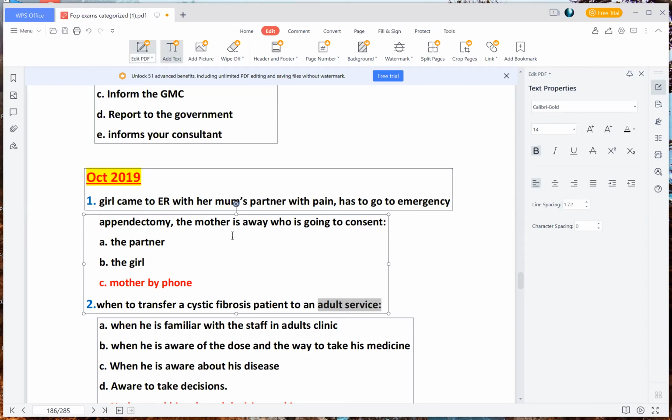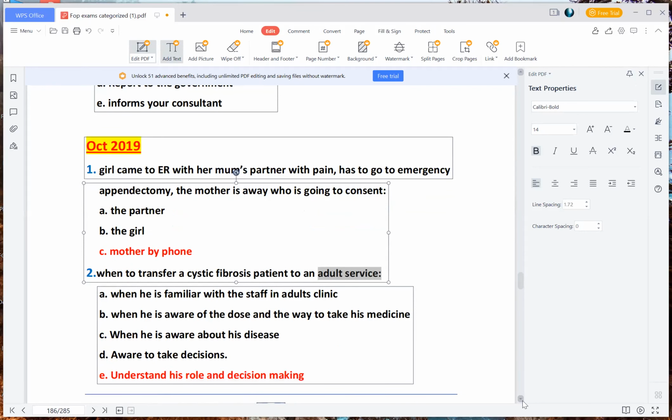So they are asking you when you shift a baby or a child to adult services. The options are when he is aware of the dose and how to take the medicine, when he is aware about his disease, when he is aware to take decisions, or when he understands his role and decision making. This is the best option, because it has a multiple approach, like physiotherapy, psychosocial, home care, all of which need his decision making power. So when you feel that the patient is now mature enough that he understands his role and decision making, you transfer him to the adult services, right?